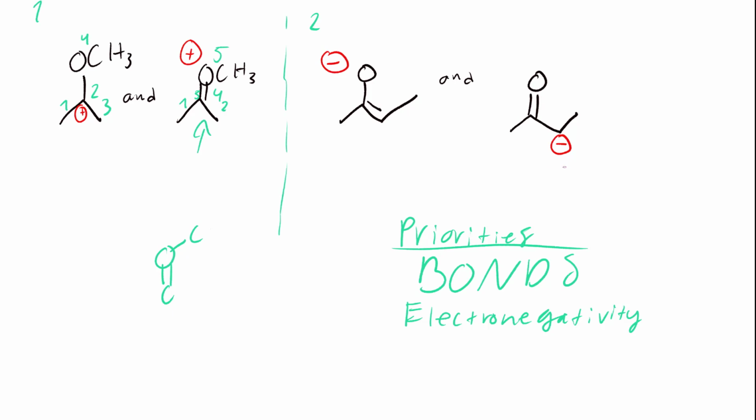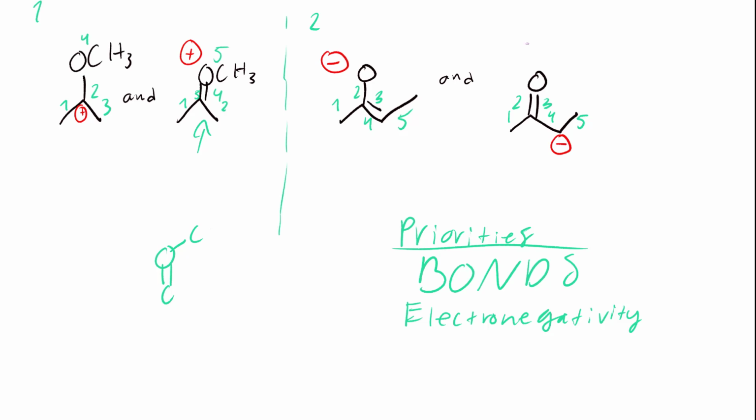Alright, now we're going to do problem 2. So which one would contribute most to the resonance structure? Alright, well, let's count the bonds. That's the first thing you should think of. 1, 2, 3, 4, and 5. 1, 2, 3, 4, and 5. Alright, well, bonds are equal, so we can't do that. Now we go to electronegativity.